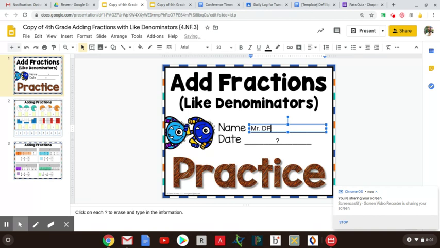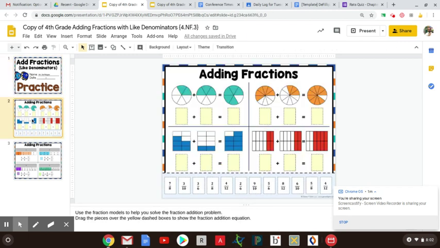Oh my goodness. If I could type. Okay. And then also you can put in today's date. And then you're going to move to the second slide.